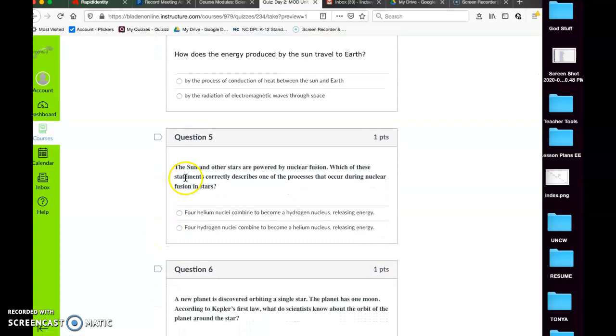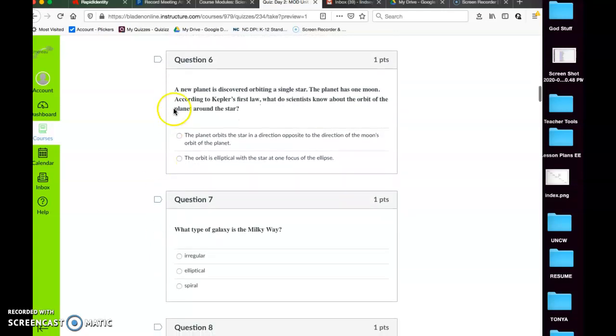Question number 5, the sun and other stars are powered by nuclear fission. Which of these statements correctly describes one of the processes that occurs during nuclear fusion in stars? 4 helium nuclei combine to become a hydrogen nucleus, releasing energy. Or 4 hydrogen nuclei combine to become a helium nucleus, releasing energy.